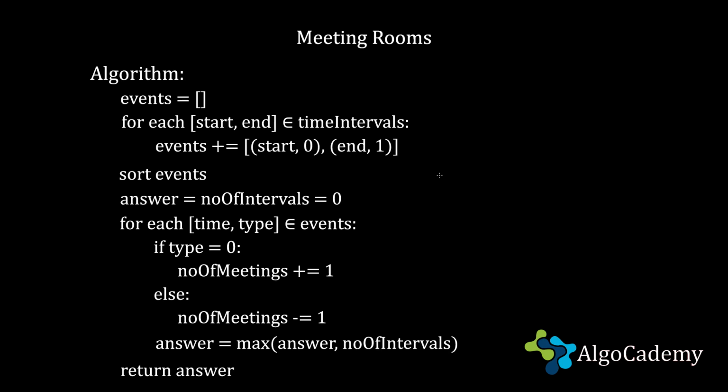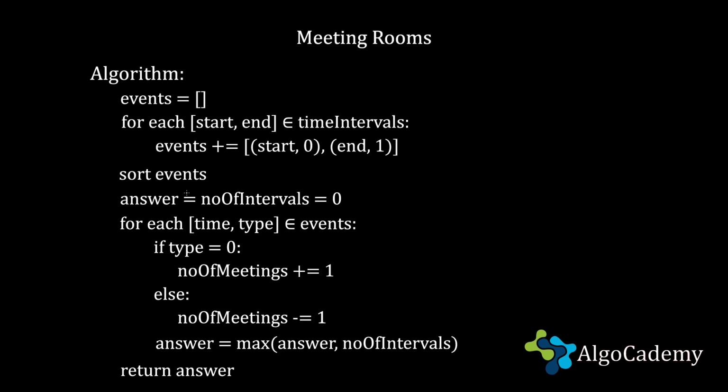Alright, and here is the algorithm. First of all, we are starting off with an array of pairs, which is initially empty, and then for each pair of start and end points from our time intervals from the input, we are just pushing 2 pairs. One consisting of the start time of the meeting and of course type 0, and then the end time of the meeting and of course type 1. After pushing all these pairs, we will have the events array of length exactly 2 times n.